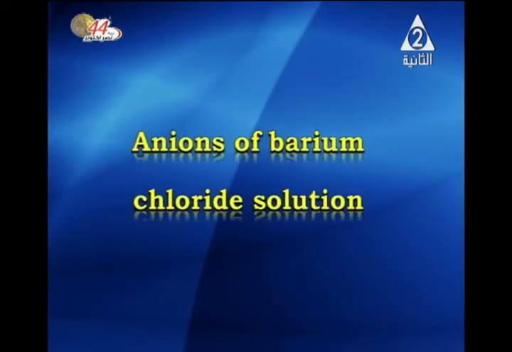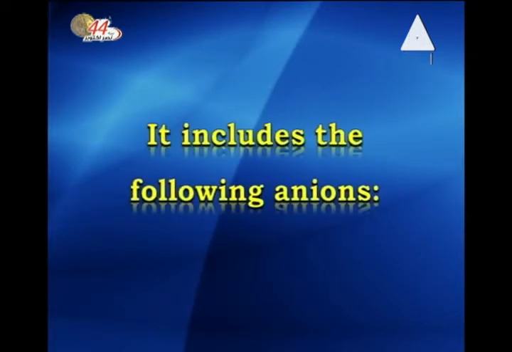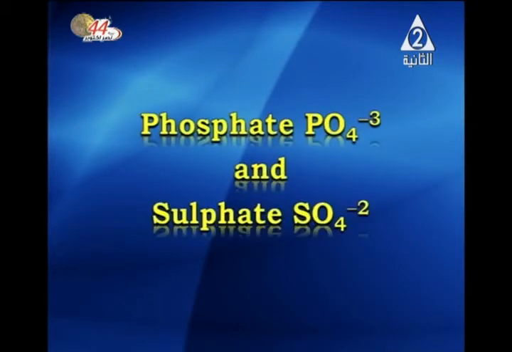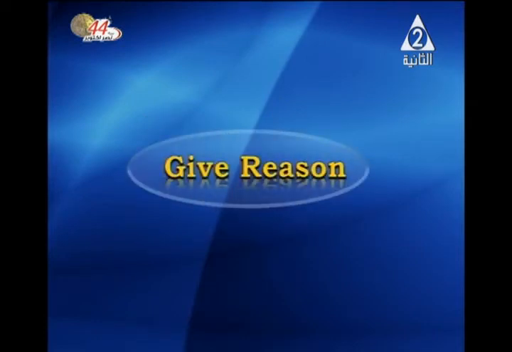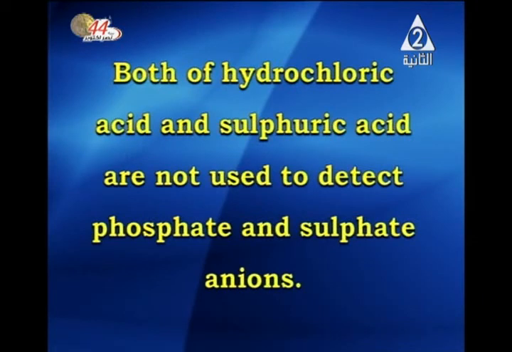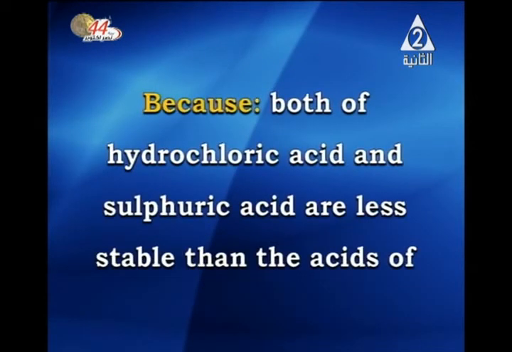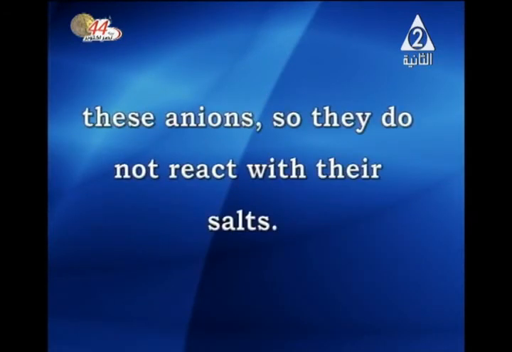Now we are going to discuss the anions of barium chloride solution, which include the following anions: phosphate anion PO4 -3 and sulfate SO4 -2 as shown on the screen. We have a give reason at this point. Both hydrochloric acid and sulfuric acid are not used to detect the phosphate and sulfate anions, because both hydrochloric acid and sulfuric acid are less stable than the acids of these anions, so they don't react with their salts.